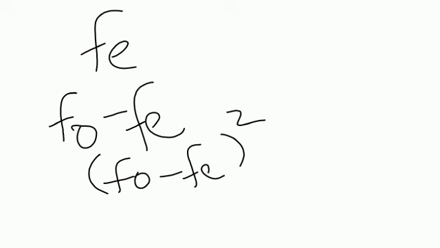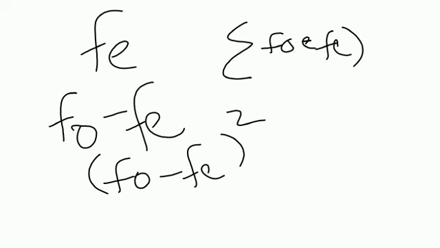Now we have already taken the equation, sigma FO minus FE whole square divided by FE. This is the equation. Understood? So this is the way: find out the expected frequency, subtract it from the observed frequency, square it, divide by the expected frequency of each respective value, then find out the total, sigma.